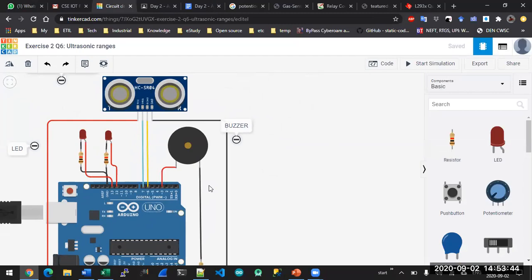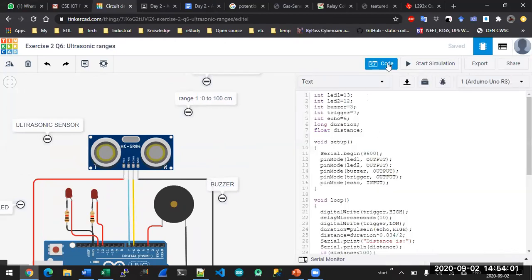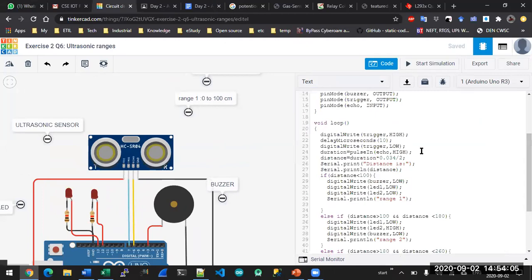So here you can see there are two LEDs connected to pin number 12 and 13 and one buzzer which is connected to pin number 3, and then the ultrasonic trigger and echo pins connected to pin number 7 and 6. So we will quickly go through the code. So this all is the same code up to this point.